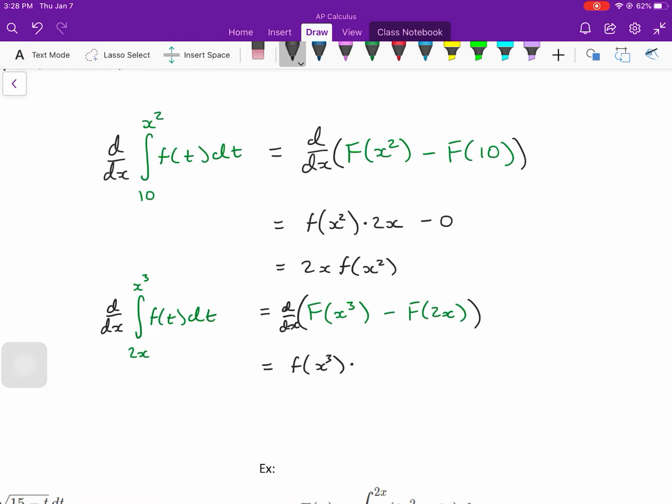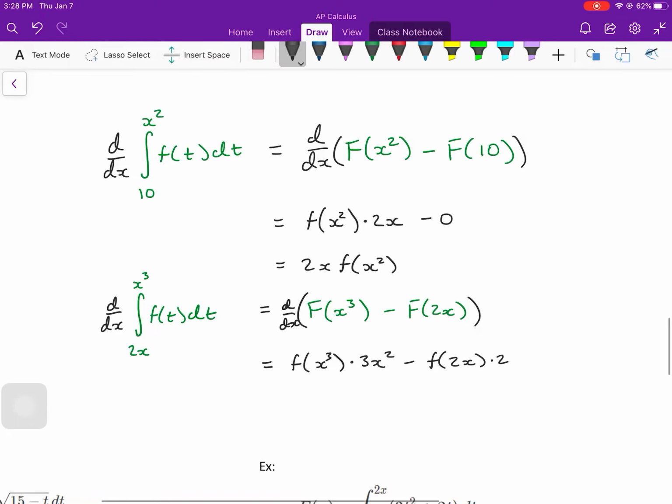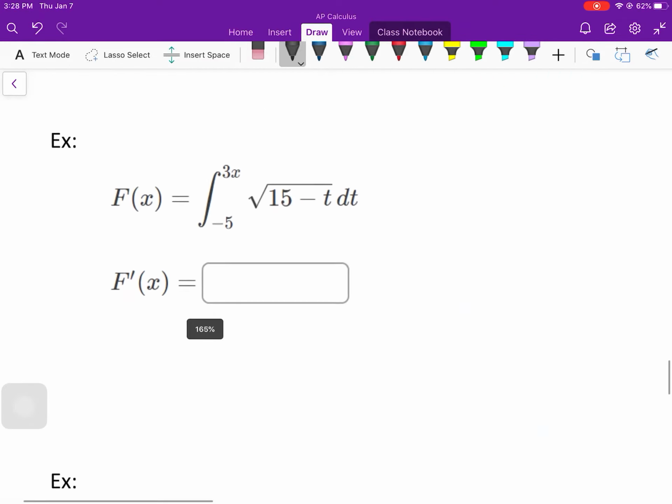And don't forget, from the chain rule, when we took the derivative of big F, it just brings us back to the original function little f, because derivative and antiderivative cancel each other out. But we've got to do the chain rule, the derivative of the inside. Then minus, same thing's going to happen over here. This is going to change back to little f, and times the derivative of the inside, so times 2. And there you go. So let's look at an example.